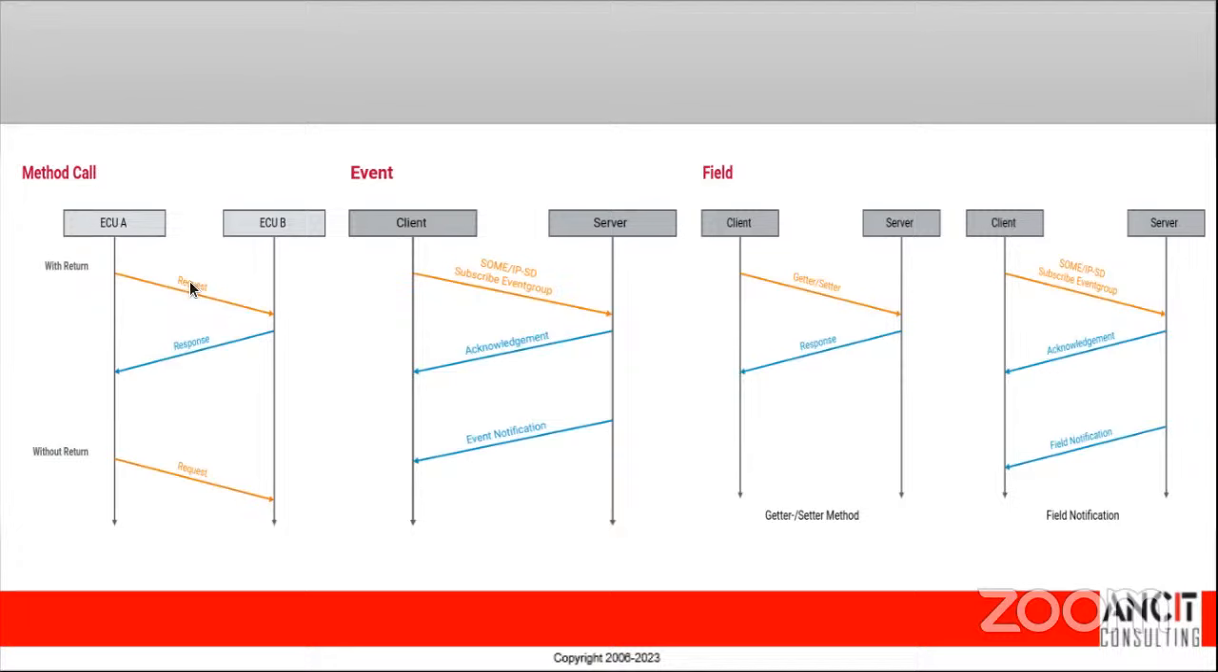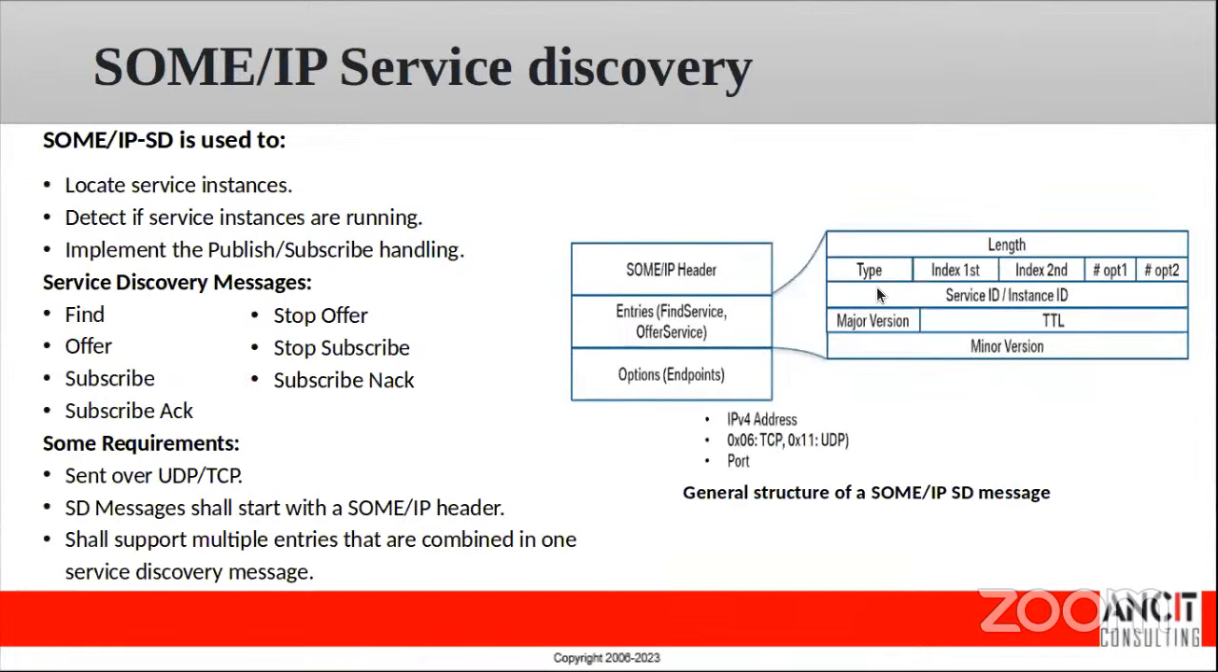By calling a method means what I already told you, like the class I defined. Requesting is the same thing. I call by calling some method. How does ECU A know what services or methods are offered by ECU B? Is there any mechanism? We have one mechanism called service discovery.